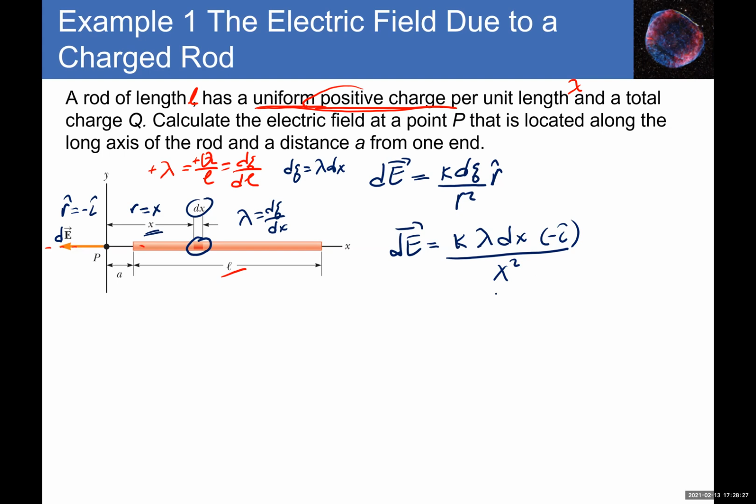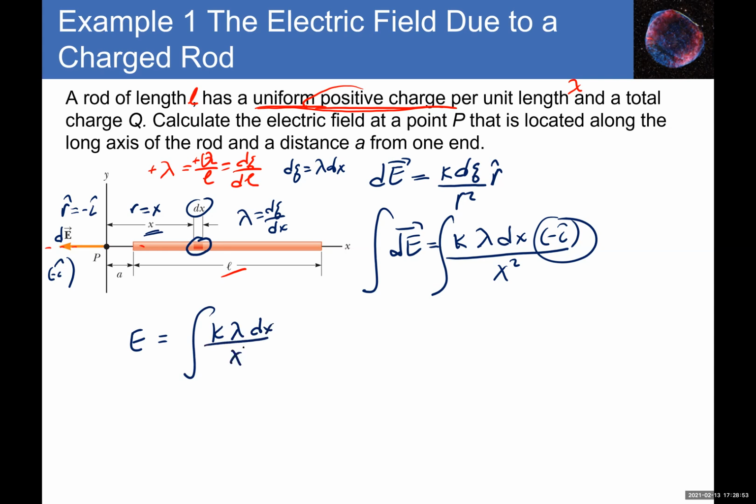All right, so then I just integrate both sides. The left side is just E. For now, let me ignore this i hat for a second; we know that it's negative i hat, it's there. Let's calculate the magnitude. If I integrate the left side, it's just E. On the right side, I have an integral of k lambda dx over x squared.